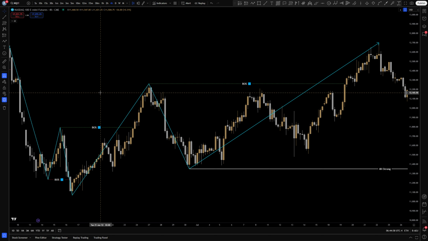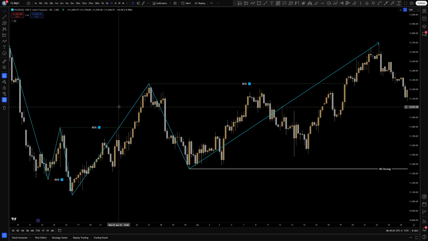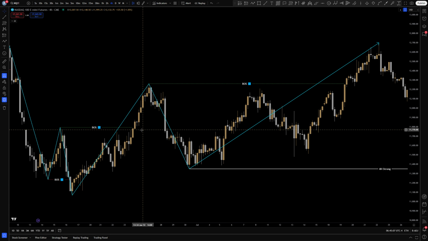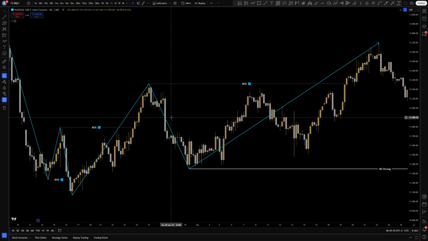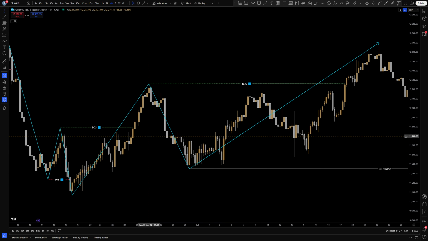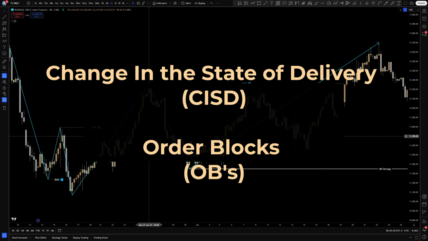So how does price move within, or we could say between, the external swing points? How does internal and microstructure build and create this external structure? And how can we track it? Well, to do that, we're going to start with 2 key concepts that are interlinked, and these are change in the state of delivery and order blocks.